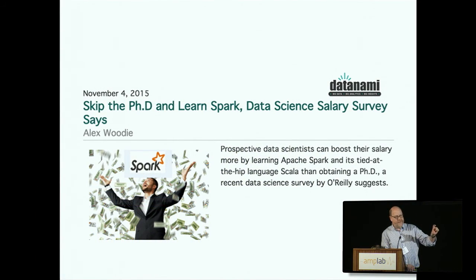Things started getting kind of crazy. This is a study that O'Reilly did where they looked at skills in job announcements and how much those jobs were paying and looked to see what were the most valuable things you could have on your resume to increase your salary. Number one was Spark. Somewhere around number 4 was the fact that you had a PhD. So for all the students in the audience, forget I said that.